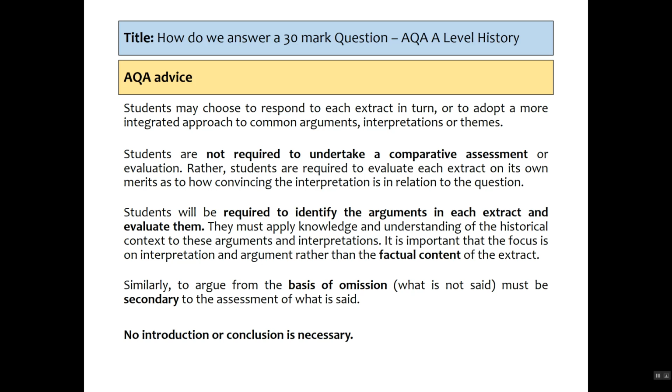Students may respond to each extract in turn or adopt an integrated approach. We're going to be planning a systematic approach, so we respond to each extract in turn: extract 1, extract 2, extract 3. Students are not required to compare assessments. You do not have to say that one extract is stronger than the others, as you would have to do in the AS. Thirdly, students will be required to identify key arguments and evaluate them, and we're going to talk about how to use contexts and content in order to analyse.